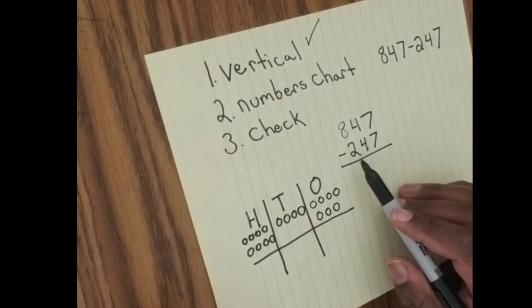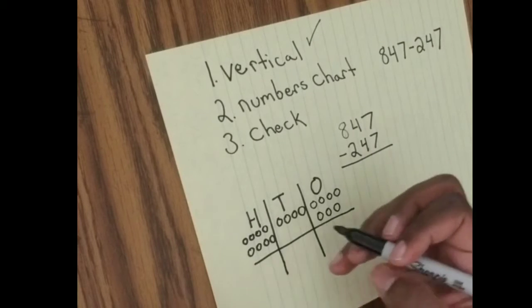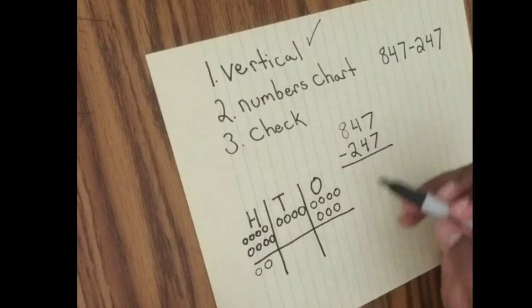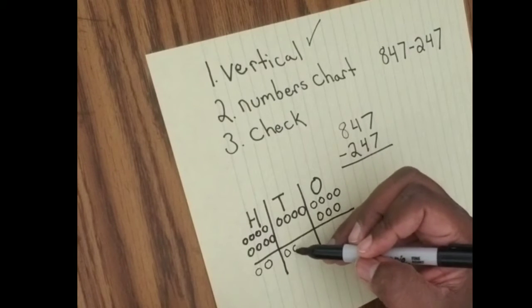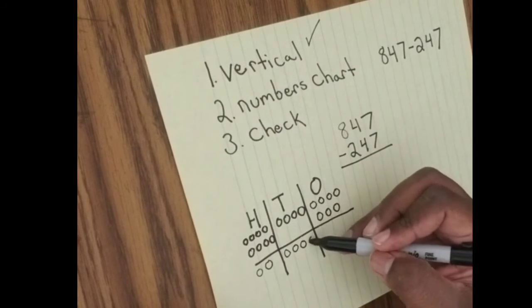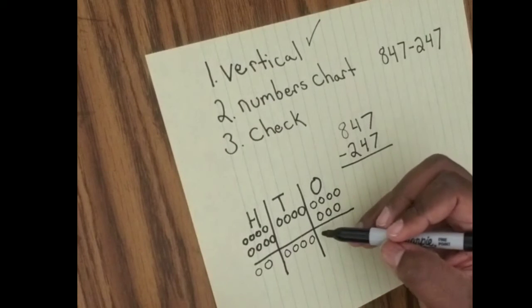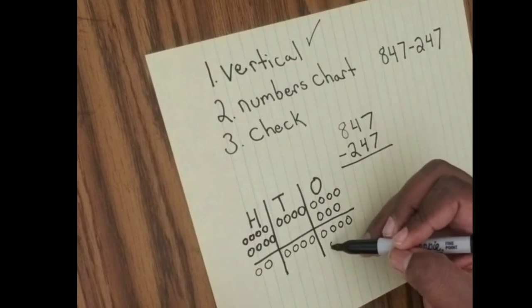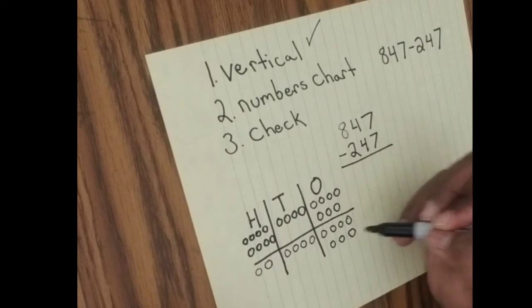And I'll do the same thing for my bottom number, which is 247. So I have 2 hundreds, 1 and 2, and I have 4 tens, 1, 2, 3, and 4. And I have 7 ones in 247. 1, 2, 3, 4, 5, 6, 7.